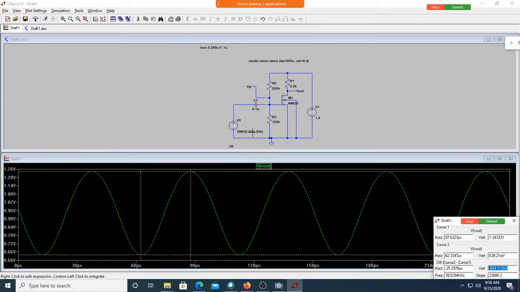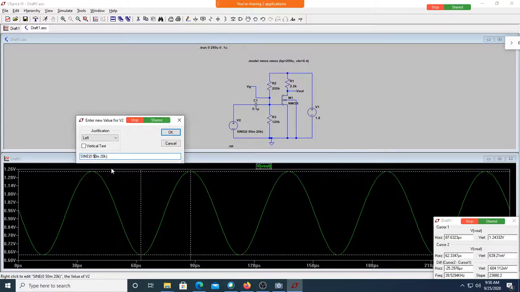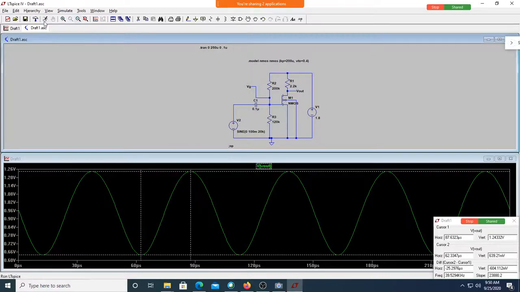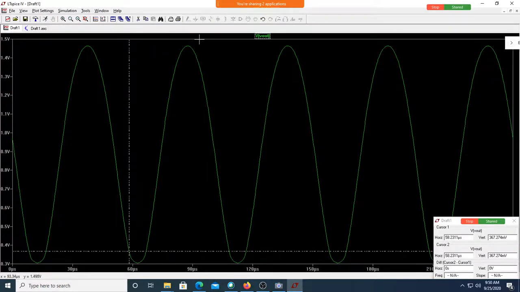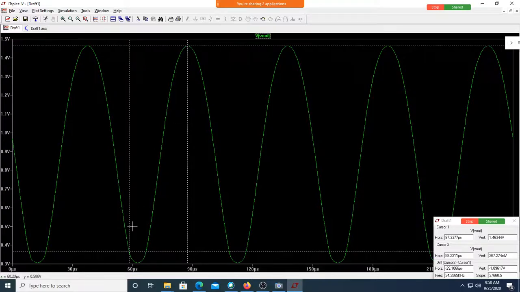Now I'll make it 100, because we agreed, 1200. Let us see what happens. How much is expected one? 1200. Let us see how much is the gain. So this is a little more, where we are.